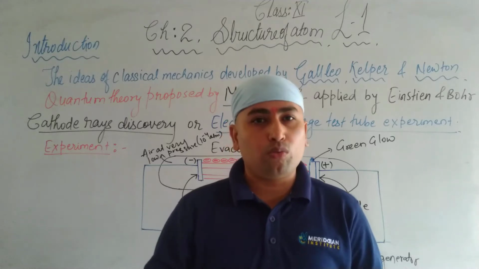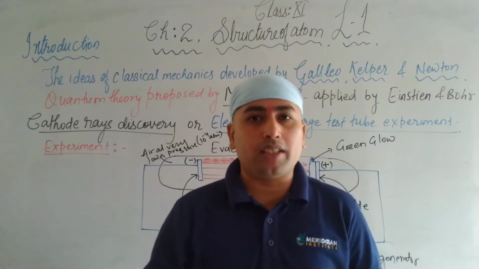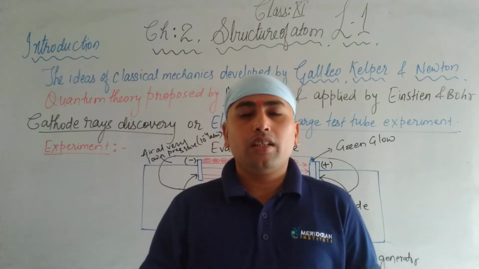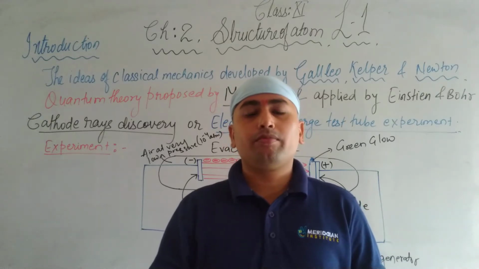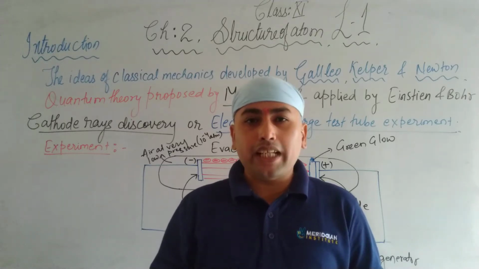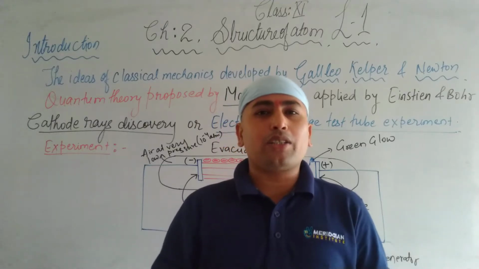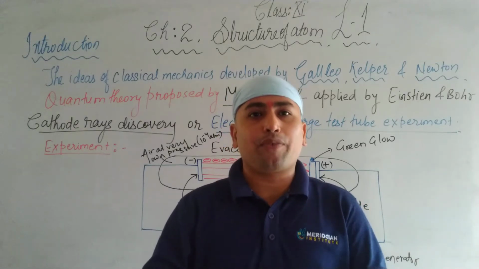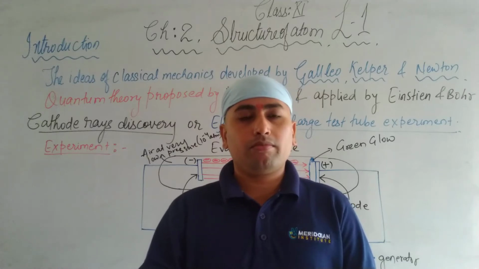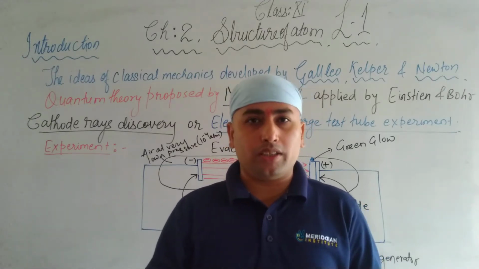As all of us know, J.J. Thomson has given the plum pudding model. Rutherford had given the alpha scattering experiment model. Niels Bohr has also given an atomic model, the quantum atomic model. Many more scientists have given their atomic models. But there were so many deflections in their atomic models.